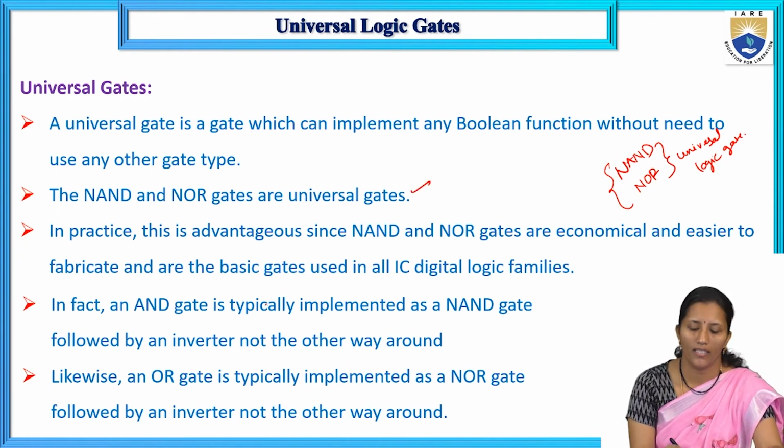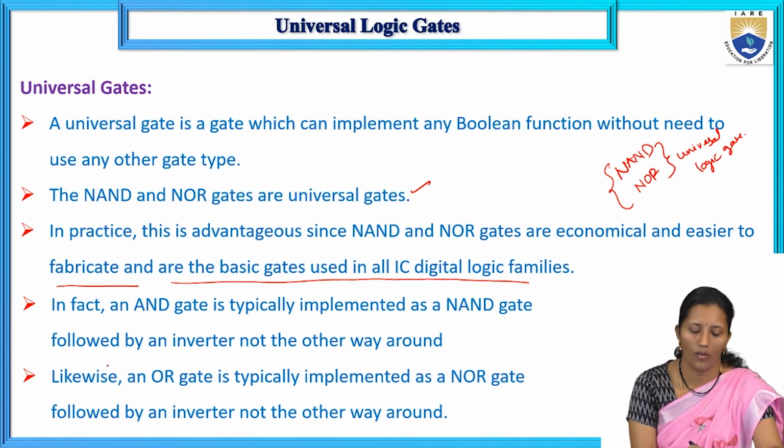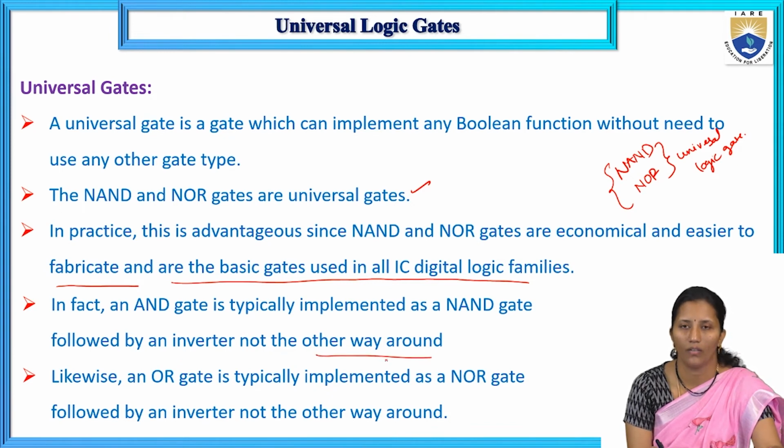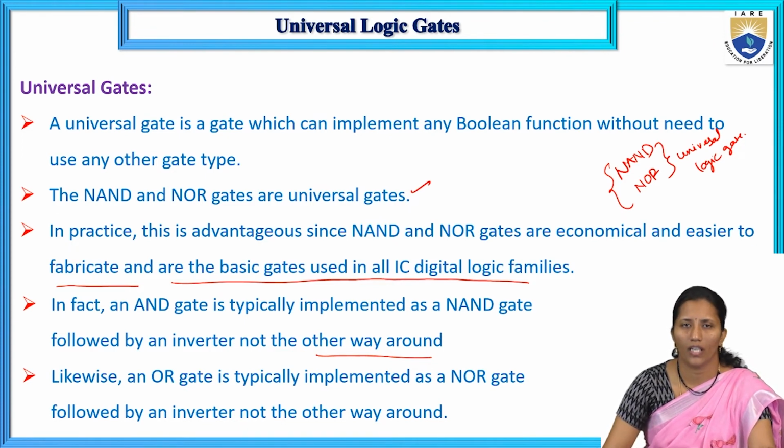In practice, this is advantageous since NAND and NOR gates are economical and easier to fabricate, and they are the basic logic gates in all IC digital logic families. In fact, an AND gate is typically implemented as a NAND gate followed by an inverter, not the other way around. Likewise, an OR gate is typically implemented as a NOR gate followed by an inverter, not the other way around. So any Boolean function can be implemented by using these universal logic gates, NAND and NOR gates.